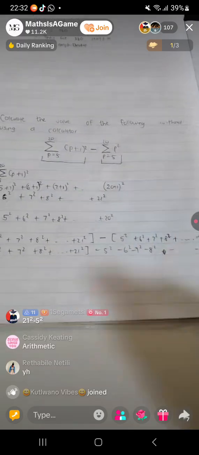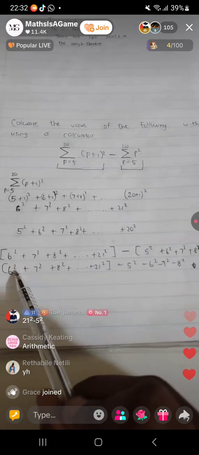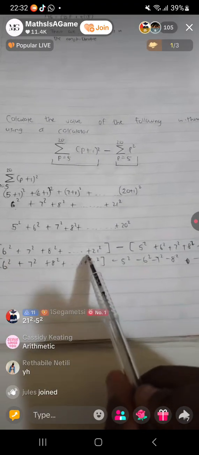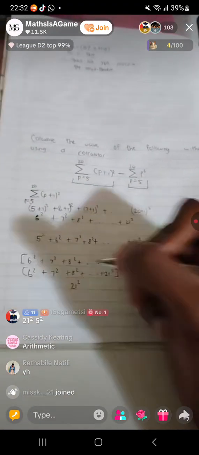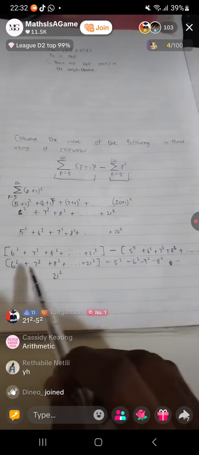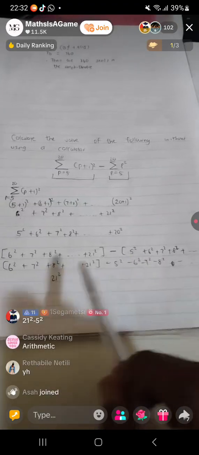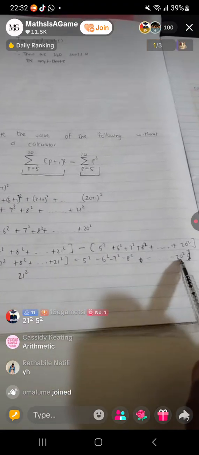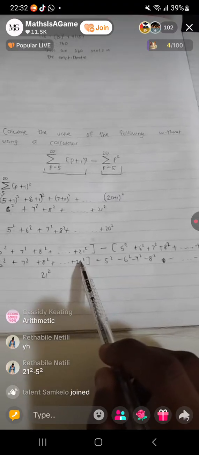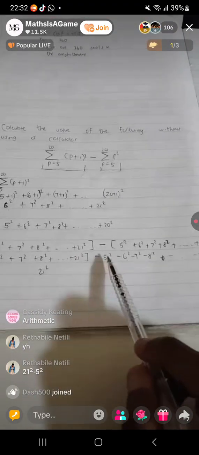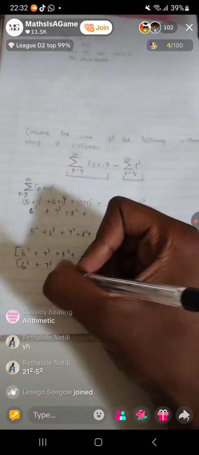So what is left behind ultimately here, guys? What do we have left behind? The 6 squared is going to bounce. But here, the only thing in this bracket that will be left behind will be 21 squared. Do we agree that that's the only thing? This is going to bounce. That's going to bounce. Everything else here is going to bounce except 21 squared. On this side, the only thing that gets left behind is minus 5 squared.